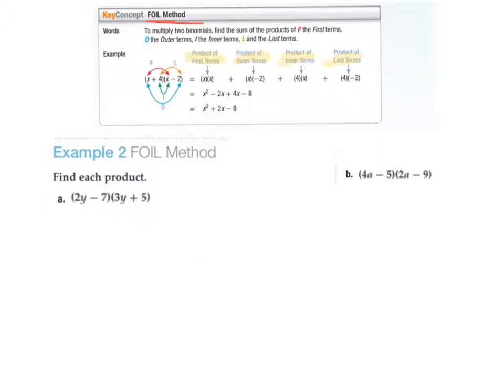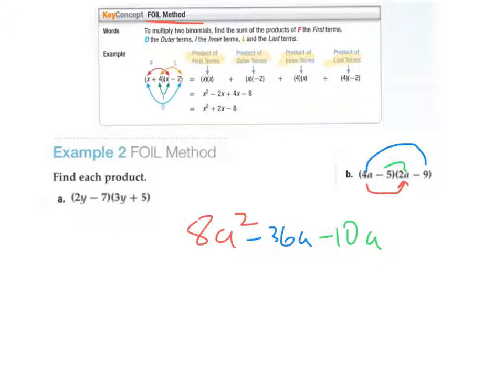So let's do this next problem the same way. So I'm going to take my first term and multiply it by my first term, which is 8a squared. And then I'll take the 4a times the negative 9, which is negative 36a. And I'll take my negative 5 times my 2, which is a negative 10a. And then I'm going to take my negative 5 times my negative 9, which would be a positive 45.